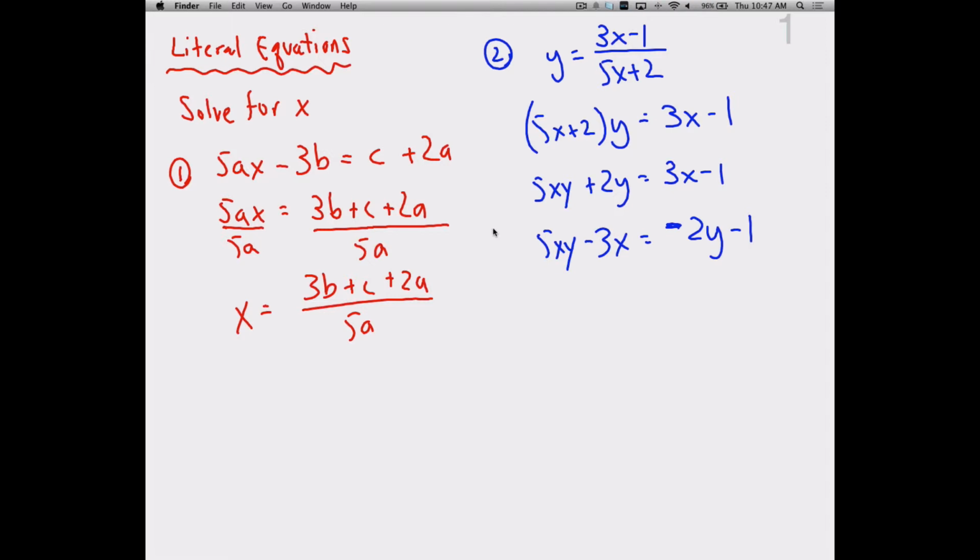Ooh, I know. Christian. Divide by y? No. Negative 2y. No. X. Oh. Divide by 5y minus 3. Nope. Well, kind of. Yeah. No. Kind of, but we need a step before we do that. Do you know what that step is? No. It's okay.